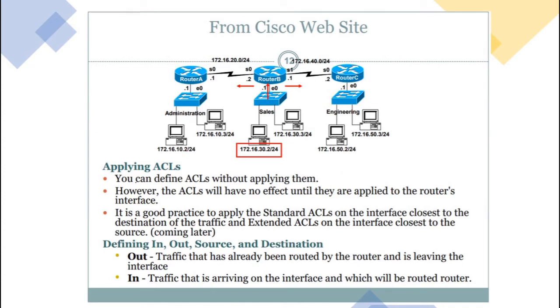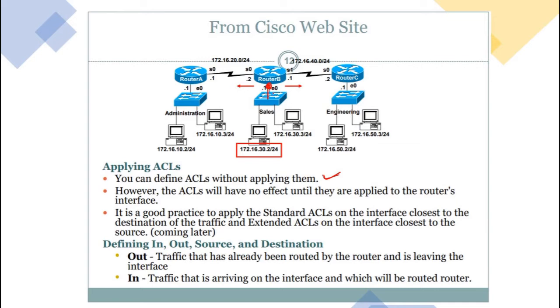So that's what it's saying. You can define ACLs without applying them, right? We have just created it but not applied it to any interface. However, the ACLs will have no effect until they are applied to a router's interface. So we have created it to permit that specific IP address, but it does not make any sense unless we apply that ACL to an interface, right?